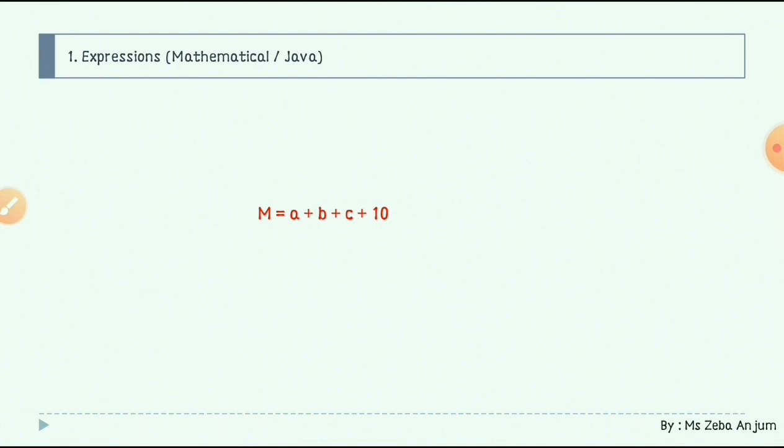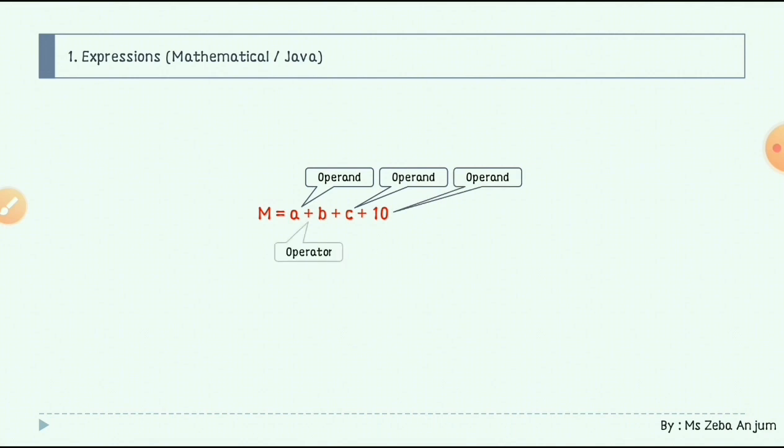Consider we are having an expression m = a + b + c + 10. In this expression, a, b, c and 10, or you can say m, are your operands on which the actual operation is being performed. But the plus as well as the equal sign come under operator. So see again, a is an operand, c is also an operand, 10 is also an operand, and plus is an operator. Again, the second plus is also an operator, and the same goes for the third one.